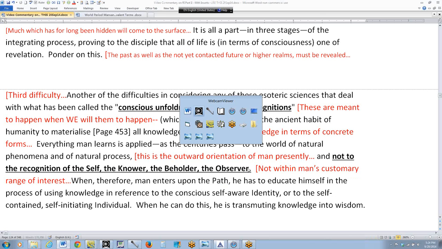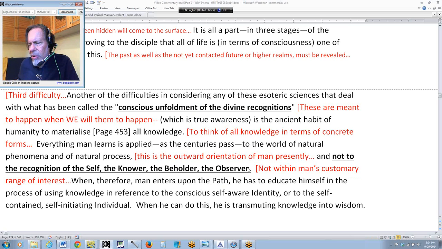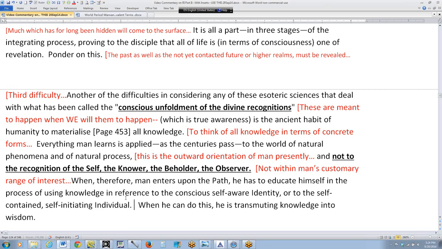This is not within man's customary range of interest. He is extroverted. He has not yet reached that point which develops with the unfoldment of the central tier of petals, the love petals, where the pairs of opposites are becoming a reality in his registration, in his consciousness. He is still within the hall of ignorance and is outwardly turned. When therefore man enters upon the path, he has to educate himself in the process of using knowledge in reference to the conscious self-aware identity or to the self-contained self-initiating, and notice there's a capitalization here, Individual.